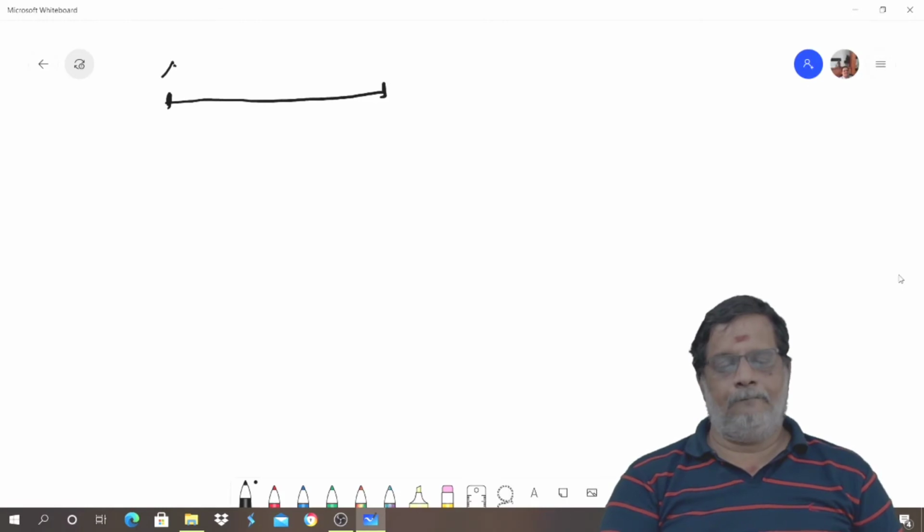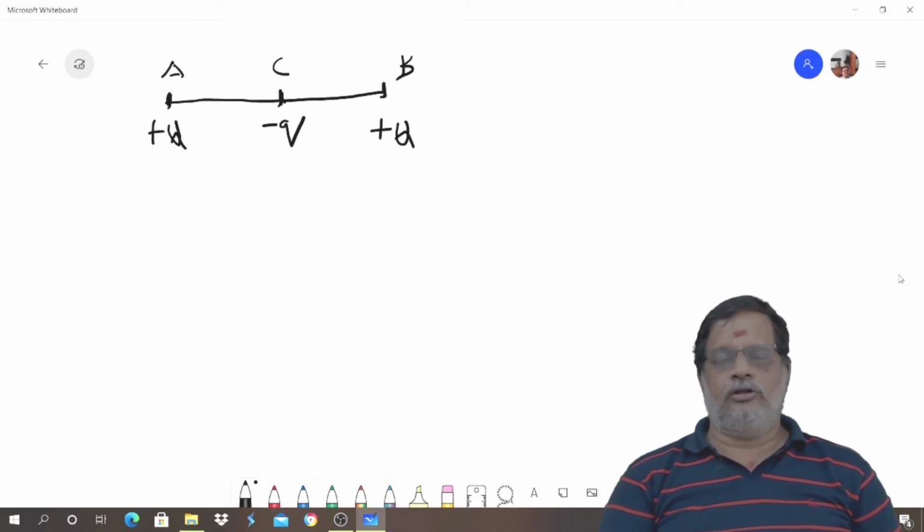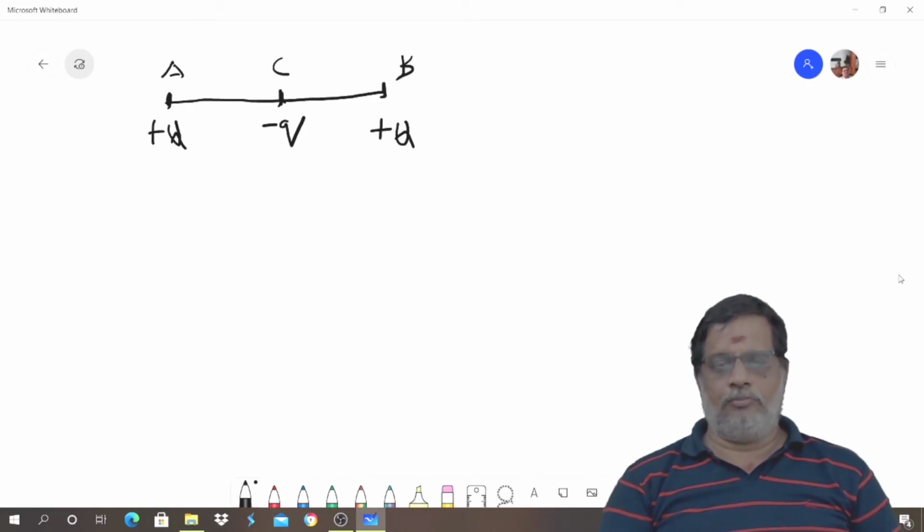This is A, you have plus q here. This is B, you have another plus q here. And this is C, where you have minus q now. So you know that the charge minus q will be in equilibrium because the end charges are equal and similar. As long as the end charges are equal and similar, the middle charge will be in equilibrium. So now we want to see what kind of equilibrium is possessed by this minus q charge at C.